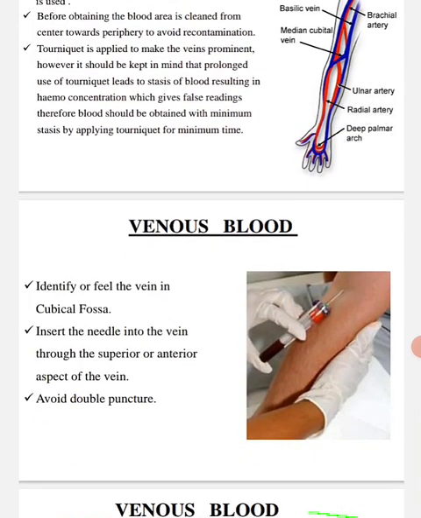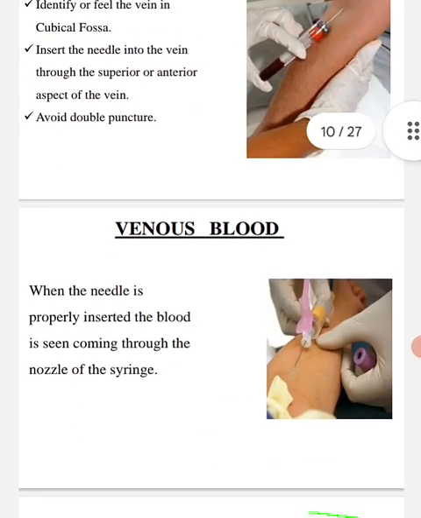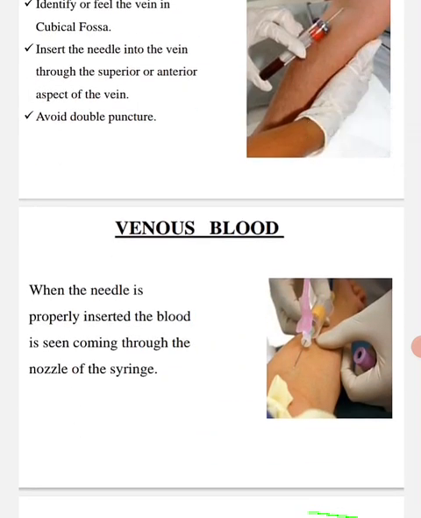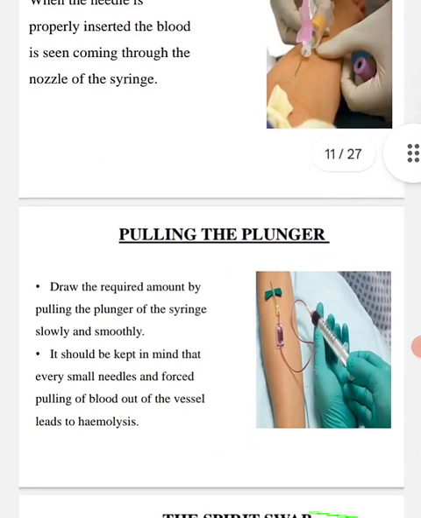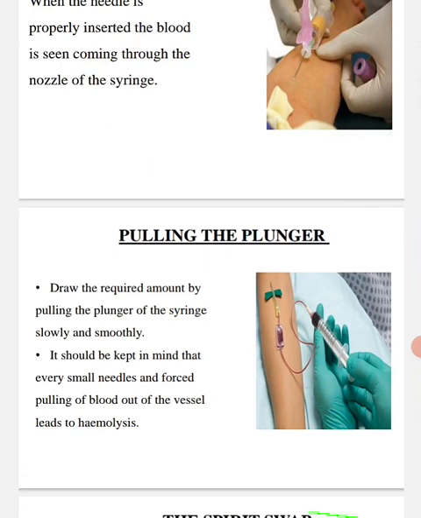Venous blood. Identify or feel the vein in the cubital fossa. Insert the needle into the vein through the superior and anterior aspect of the vein. Avoid double puncture. When the needle is properly inserted, the blood is seen coming through the nozzle of the syringe. Draw the required amount by pulling the plunger of the syringe slowly and smoothly. It should be kept in mind that very small needles and forced pulling of blood out of the vessel lead to hemolysis.